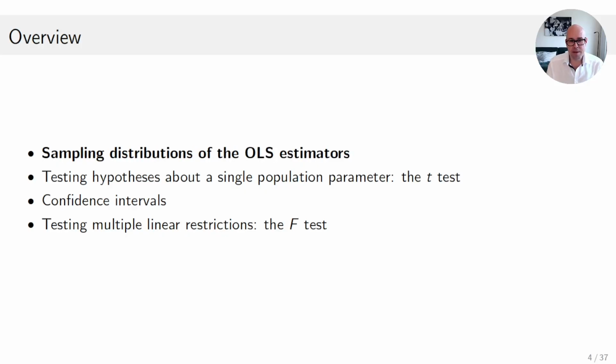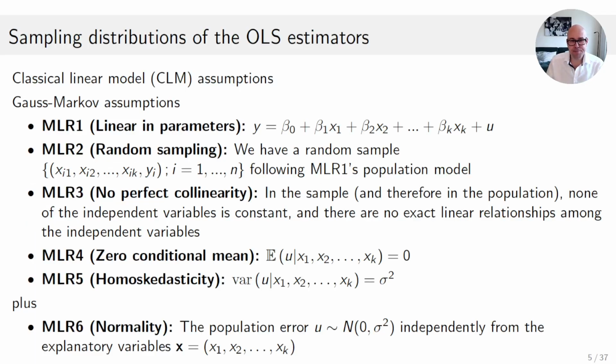So let's start with the sampling distributions of the OLS estimators. First of all, why do we care? We do care because we want to be able to tell how certain we are about our estimates of the parameters. And this is essentially what inference is all about. And we're going to see in the following what exactly I mean by that.